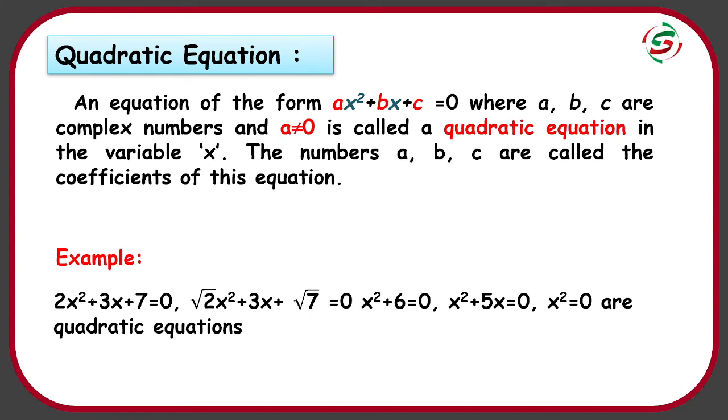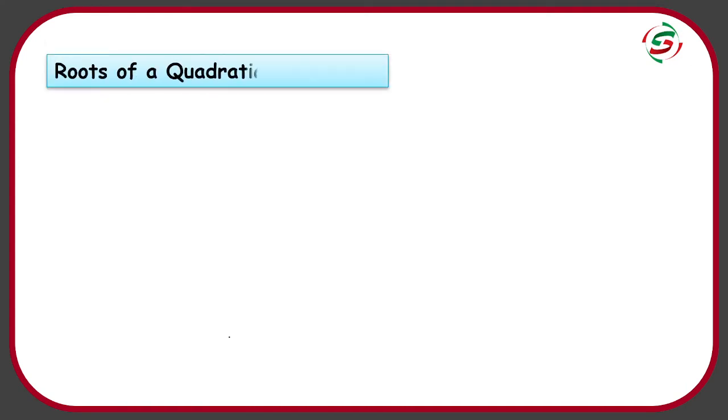And the next one is root 2x square plus 3x plus root 7 equal to 0, x square plus 6 equal to 0, x square plus 5x equal to 0, x square equal to 0 are quadratic equations. Okay. So next you can see roots of quadratic equation.